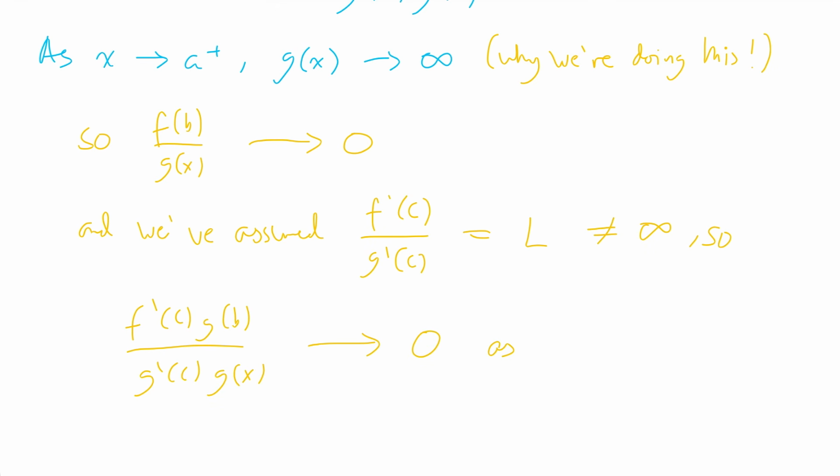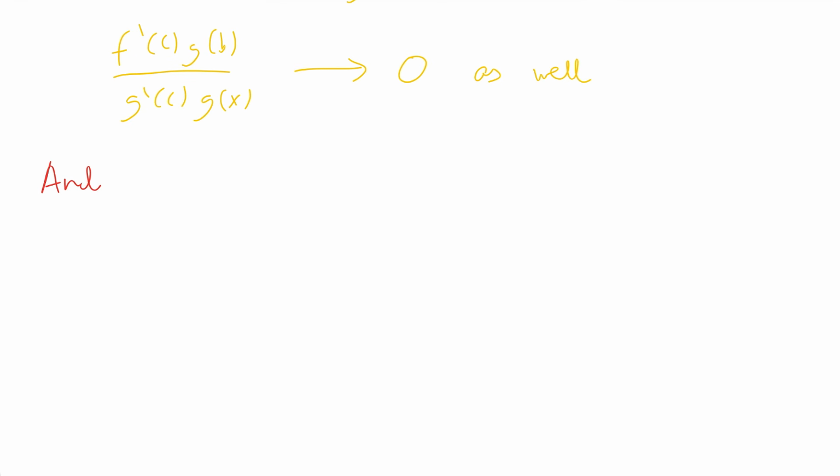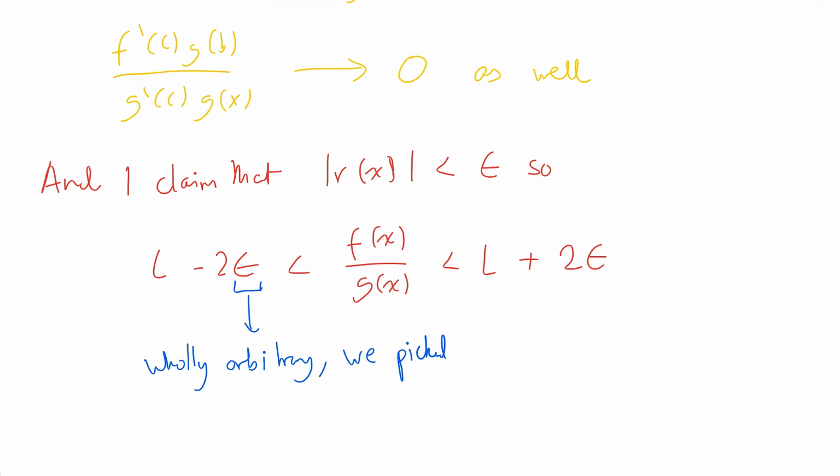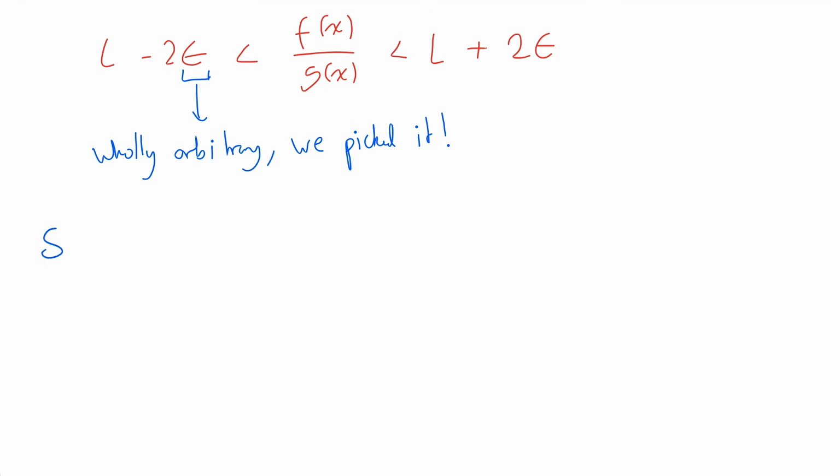And what I'm going to claim is that we can make delta small enough for the absolute value of r of x to be less than epsilon. So L minus 2 epsilon is less than f of x over g of x, which is less than L plus 2 epsilon. And our value of epsilon is entirely arbitrary, since when we did this limit we picked the value of epsilon first. So we can make this as small as we want, and that's probably not sufficient, but I'm going to call it sufficient to show that the limit as x approaches a of f of x over g of x equals L.